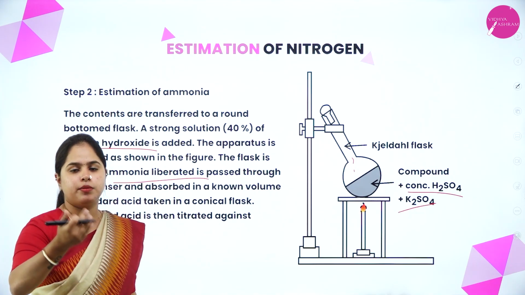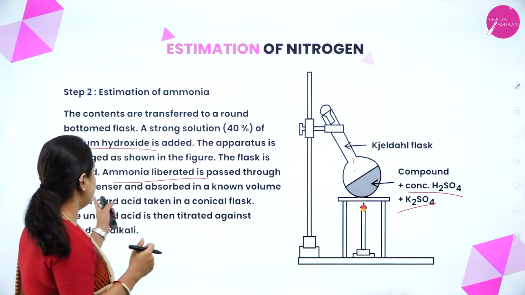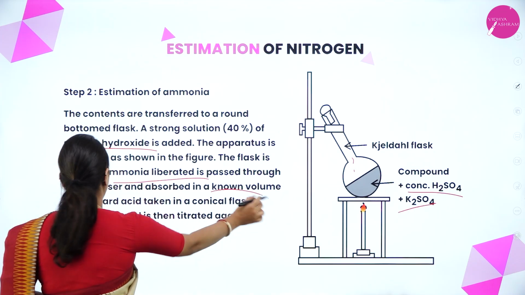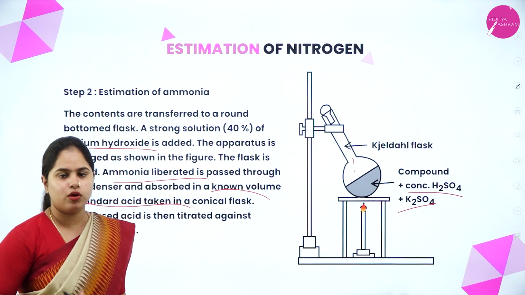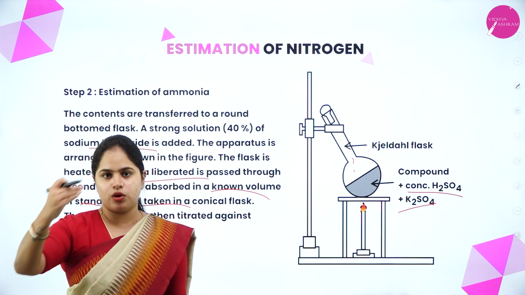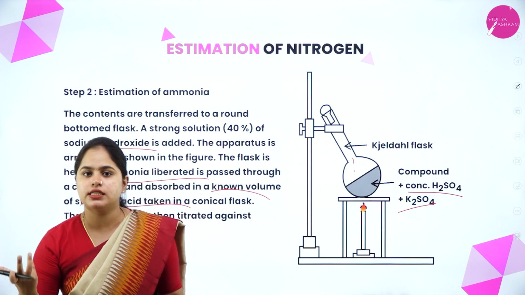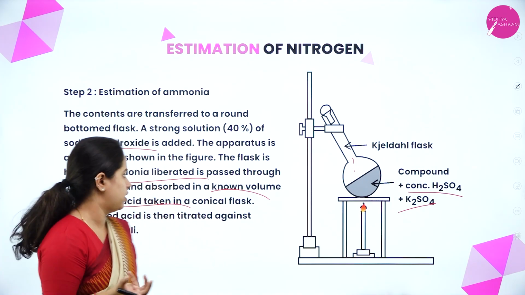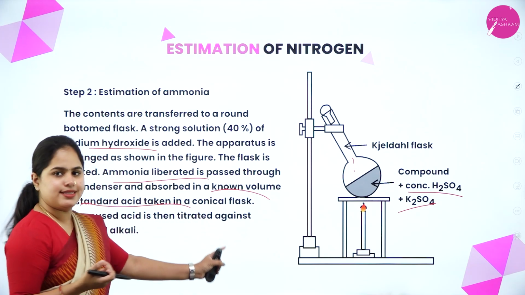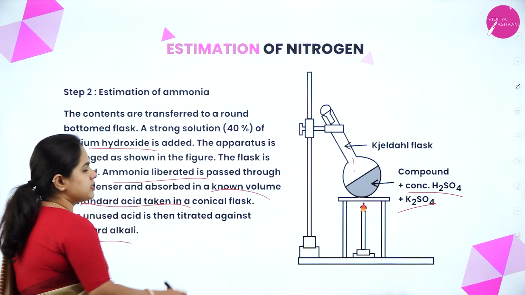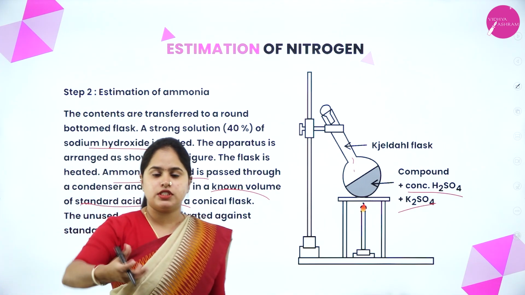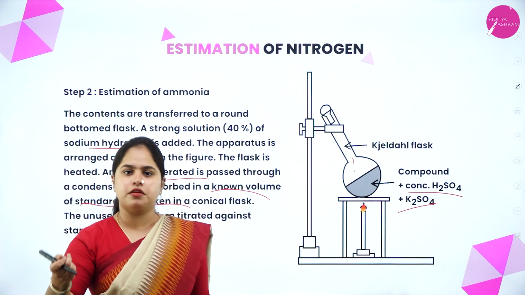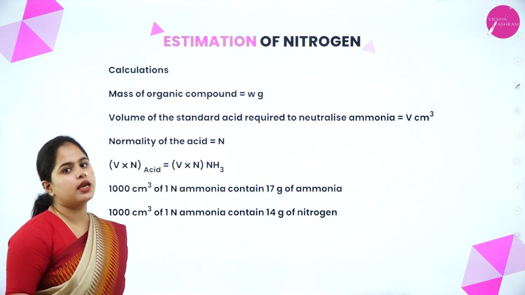The ammonia which is liberated is passed through a condenser and absorbed in a known volume of standard acid, whose molarity is known, and the unused acid is then titrated against the standard alkali. Now the acid which is containing the ammonia will be titrated with an alkali. Clear? So this is the procedure.